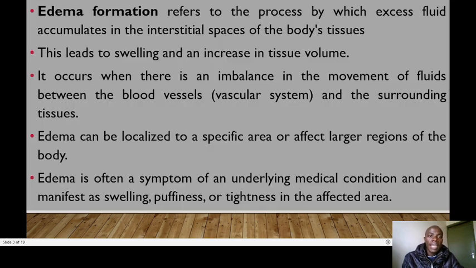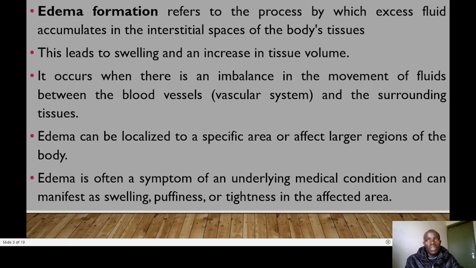So what is edema? This refers to the process by which excess fluid accumulates in the interstitial space of the body tissues. So this leads to swelling and there is normally an increase in tissue fluid. So it occurs when there is an imbalance between the movement of fluids between blood vessels, that is the vascular system, and the surrounding tissues. So edema can be localized to a specific area or can affect larger areas of the body.